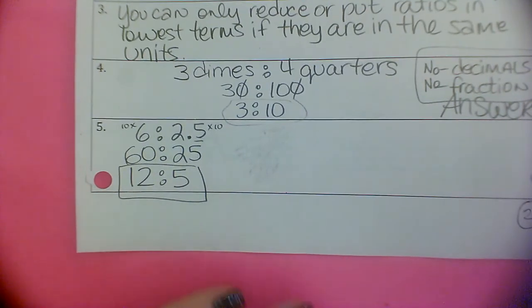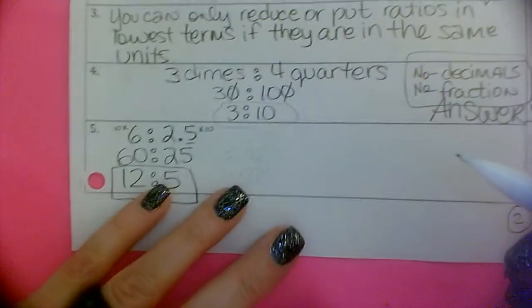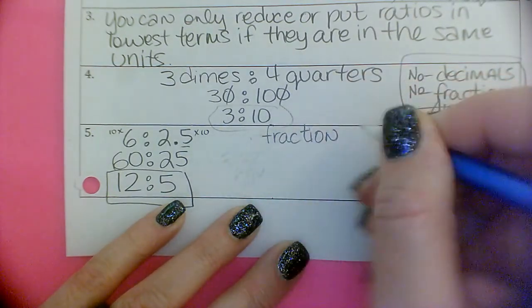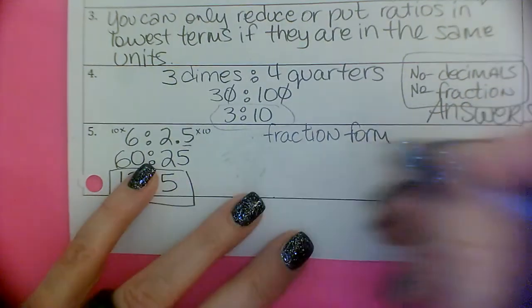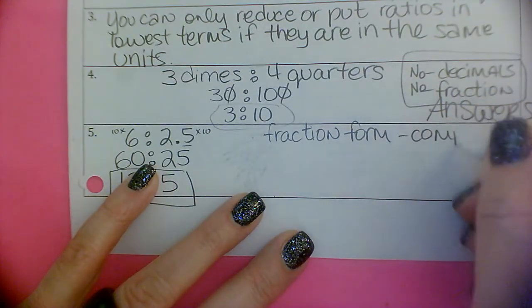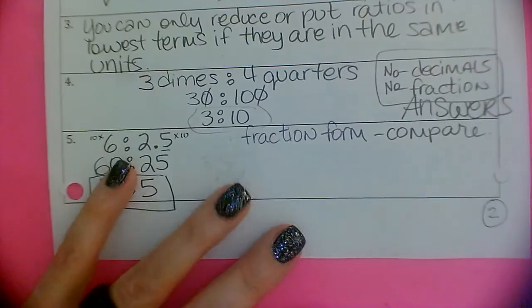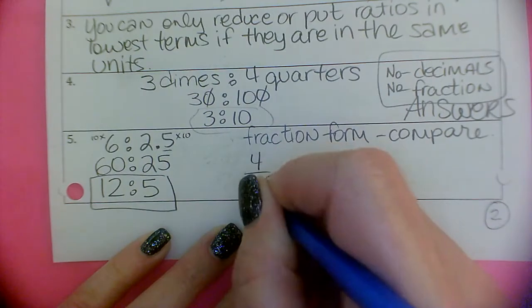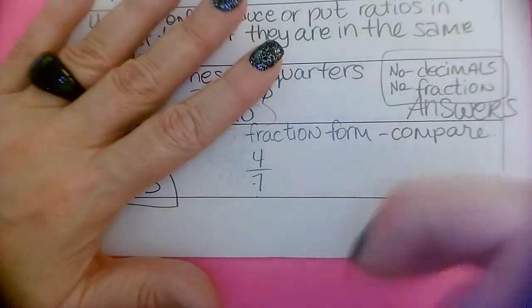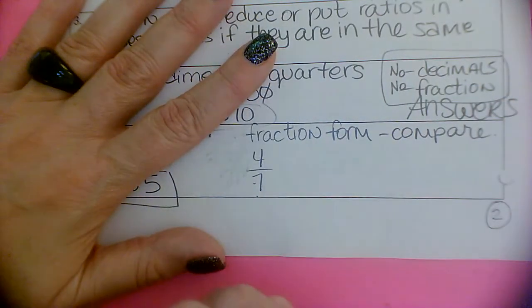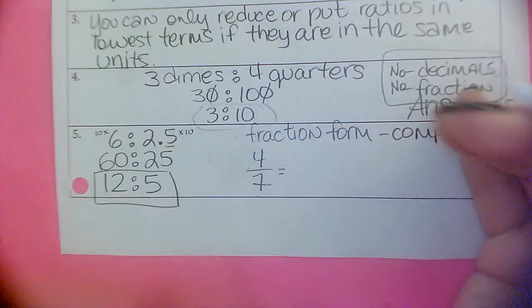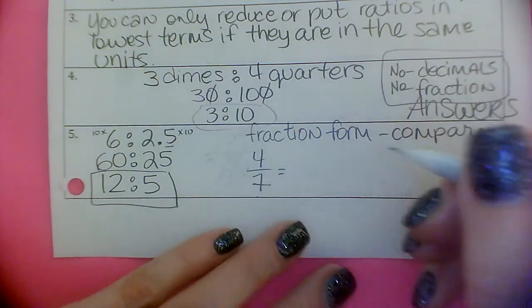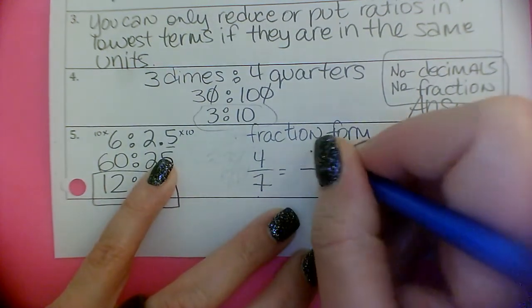And a lot of times the reason we use fraction form is that it allows us to compare things better. It really allows us to compare things. Let's say that I have 4 over 7 and I have x over 28.